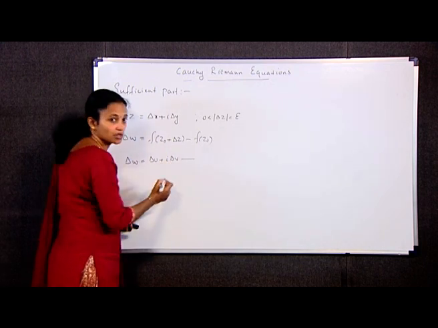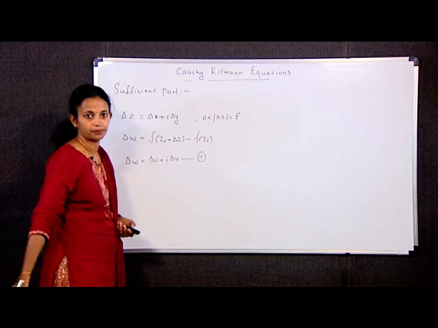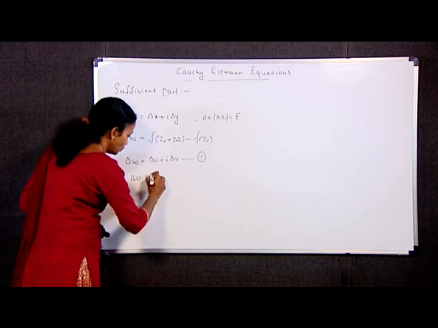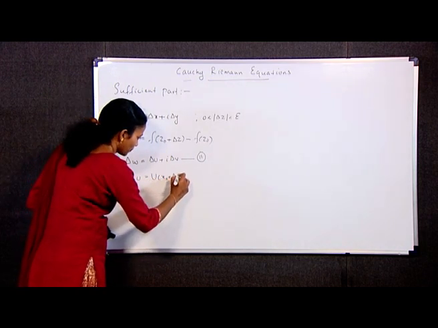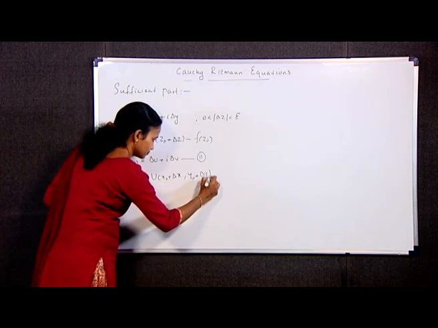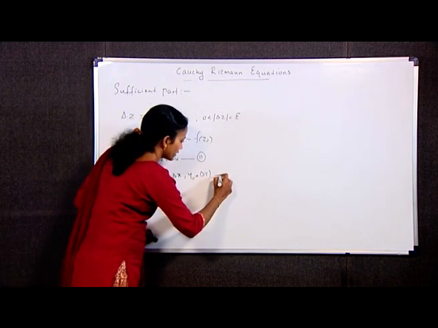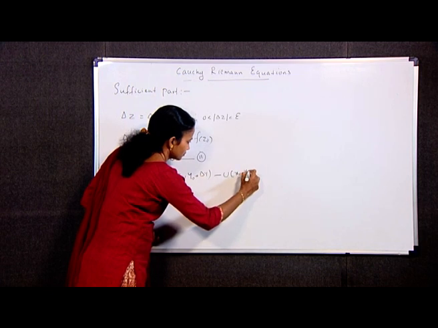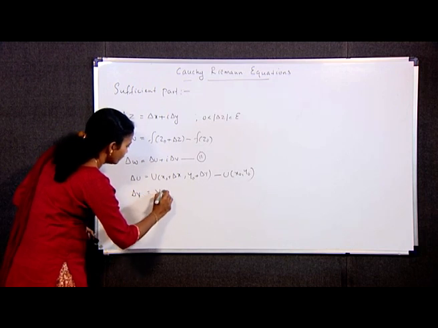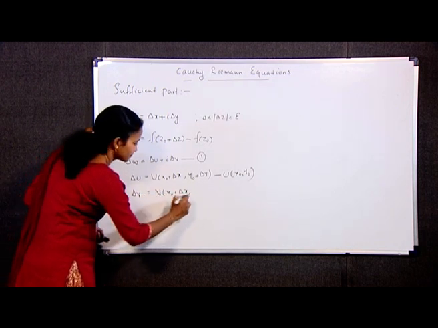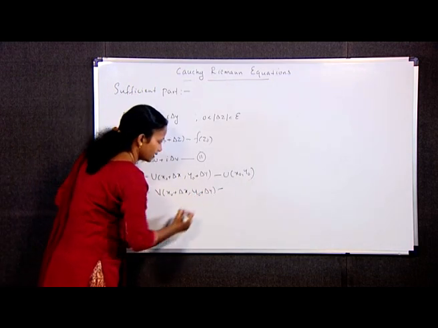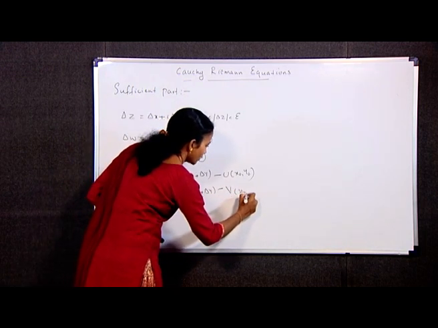We can mark this as equation number 11, where delta u is equal to u(x0 + delta x, y0 + delta y) minus u(x0, y0). This is our delta u, and of course delta v is equal to v(x0 + delta x, y0 + delta y) minus v(x0, y0).